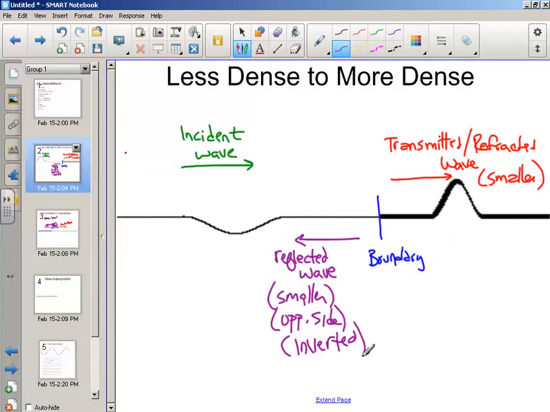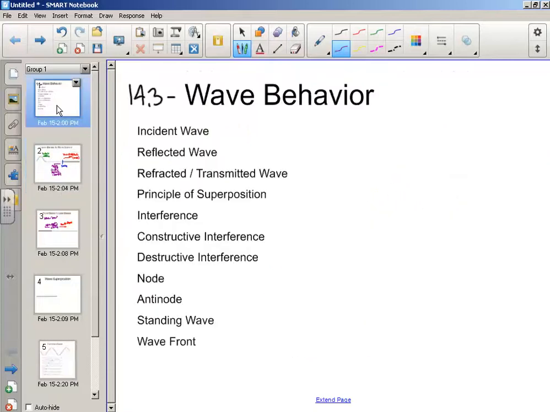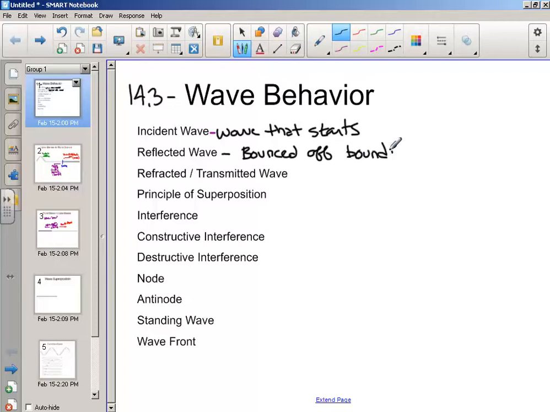So here we have a couple of things. Incident wave: the wave that starts it off. The reflected wave bounces off the boundary. The transmitted wave is the one that goes through the boundary.